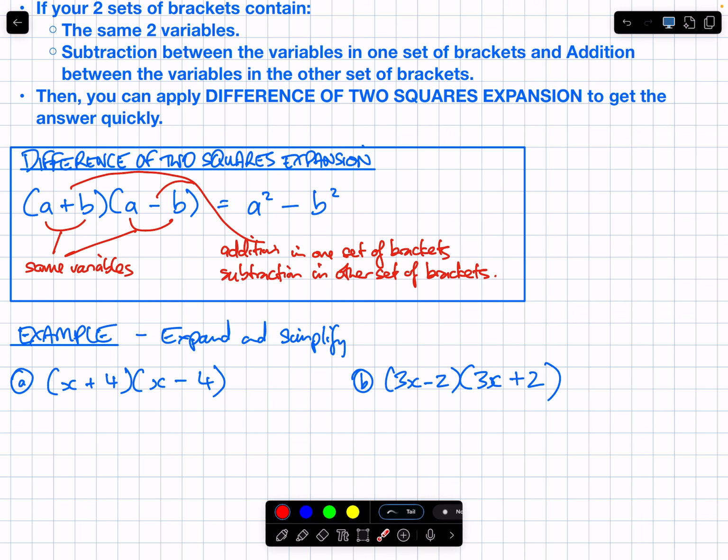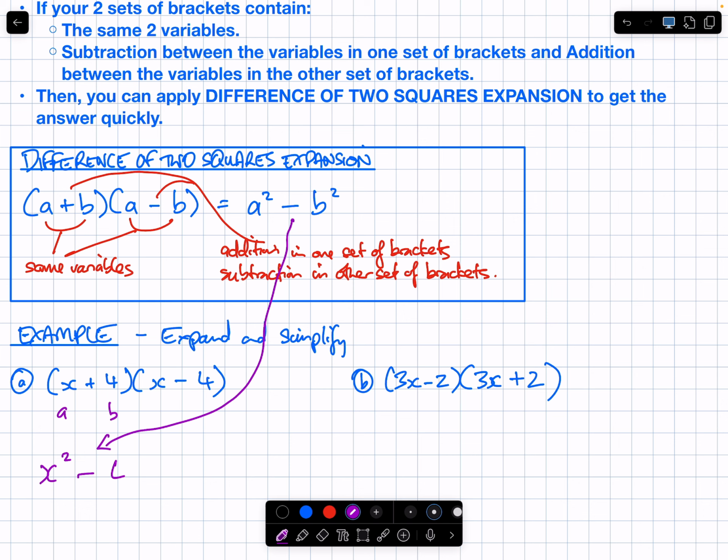So immediately as soon as I see that, it looks like this in the circle. So I just apply the shortcut. What is A in this set of brackets? A is X. What is B in that set of brackets? B is 4. So the shortcut is A squared, so it's X squared minus, what was B in the brackets?